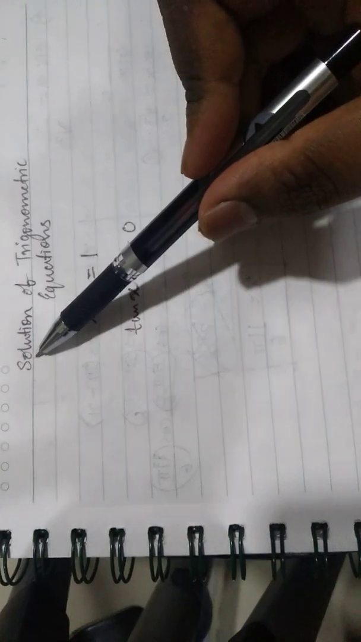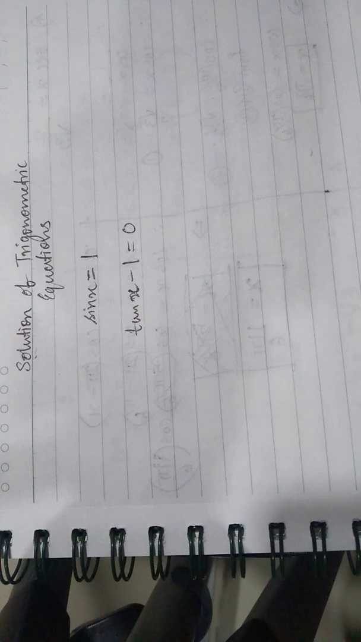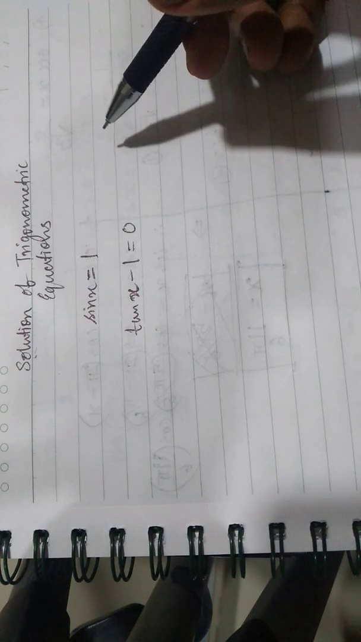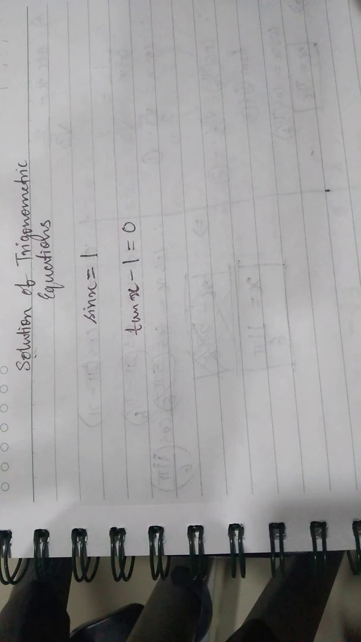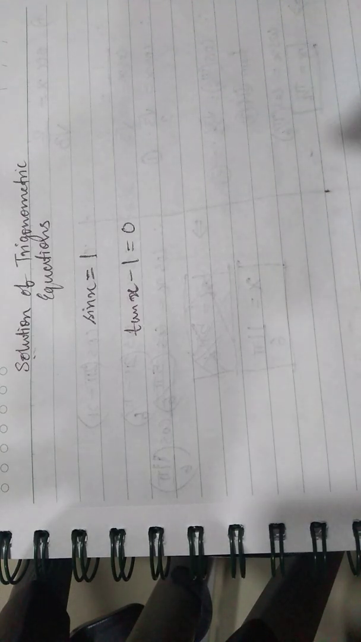So we are going to be discussing the topic of solutions of trigonometric equations. It will be done in two parts because there are two kinds of solutions that you can get out of trigonometric equations. One is particular solutions, the other one is general solutions. So in this video we'll be looking at how to find particular solutions.